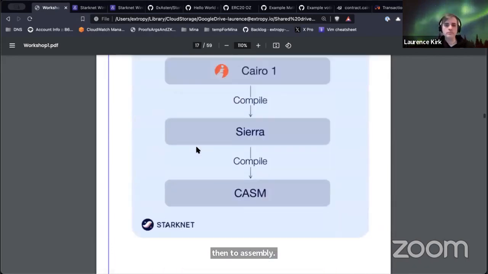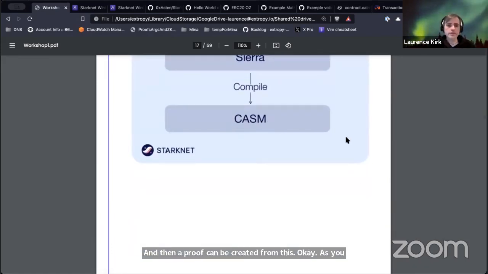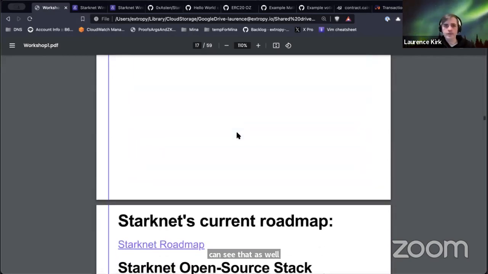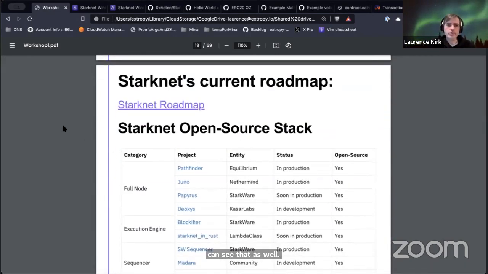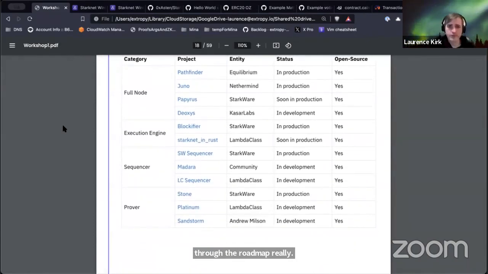Okay. As you can see there as well, CASM is the assembly for Cairo. Okay, I won't go through the roadmap really. You can have a look at that, but there are some details.